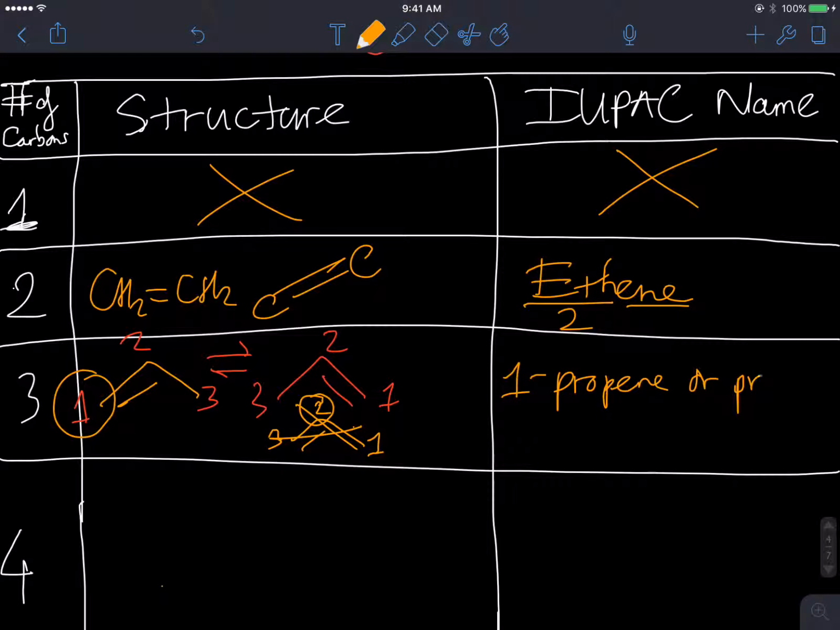or propene. We can write either of those, 1-propene or propene, because there's only one possibility to name this molecule. We don't change the double bond around. The double bond doesn't have different locations. Only one location is number 1, so we can remove number 1.